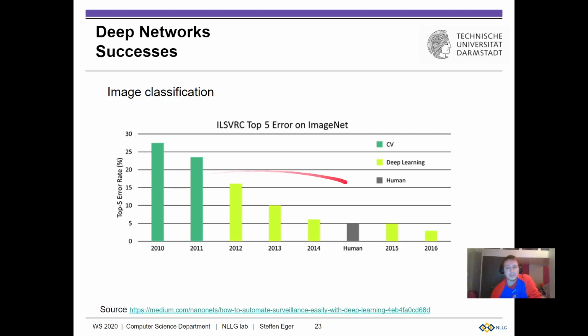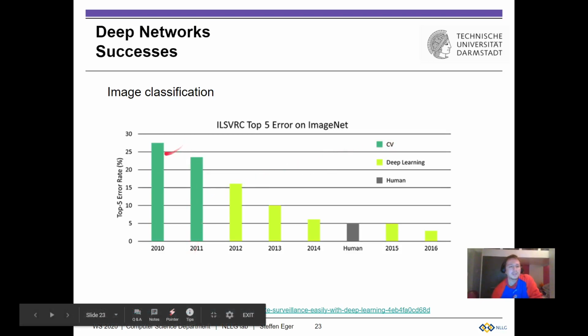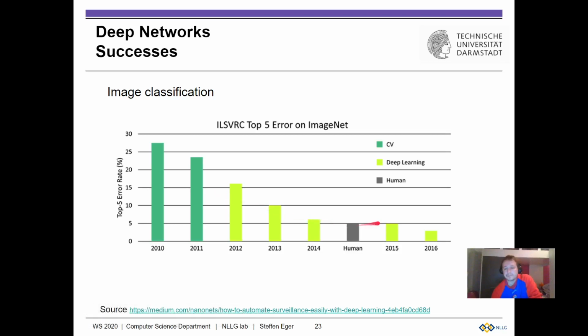This was not a neural network. This was a traditional computer vision approach. In 2011, the error rate goes down by a little bit. But then in 2012, we see neural networks coming in, and very quickly they reach the level of humans, right? So this is a big success.